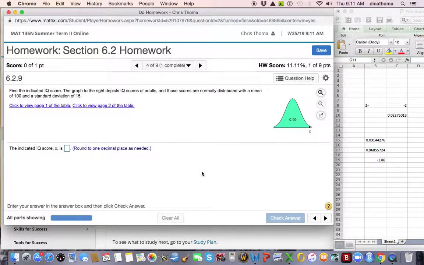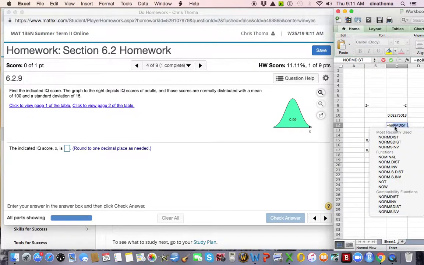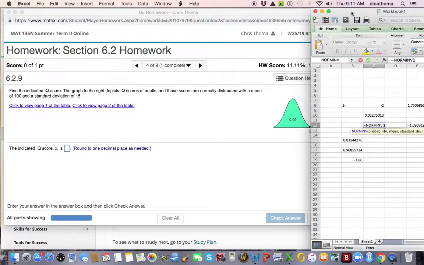So this is another one where you can go inverse. Before, you would have to do norm S inverse, but because we're not centered at 0 anymore, you want to use norm without the S, inverse. You have to put a little bit more in. I put in my probability again, which is the shaded region, 0.99. I put in my mean, which again is 100, and my standard deviation, which is 15. And this time I don't have to put anything else in.